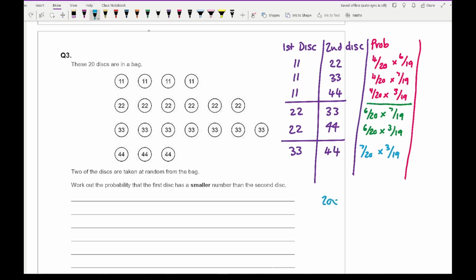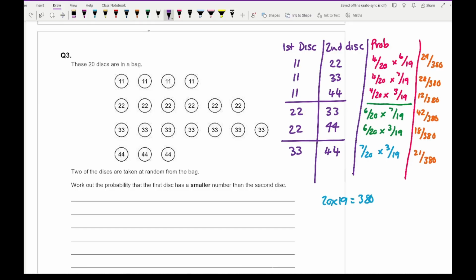Now 20 times 19 is 380, so working out the probability of each of these, 6 times 4 is 24, so that'll be 24 over 380. This will be 4 times 7, which is 28 over 380. 4 times 3, so that's 12 over 380. 7 times 6 is 42 over 380. 6 times 3, 18 over 380. And 7 times 3, which is 21 over 380.